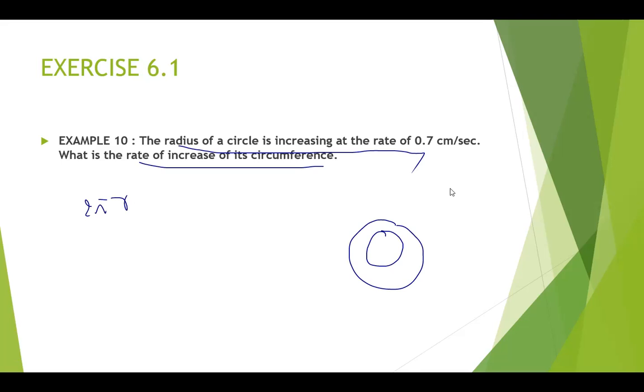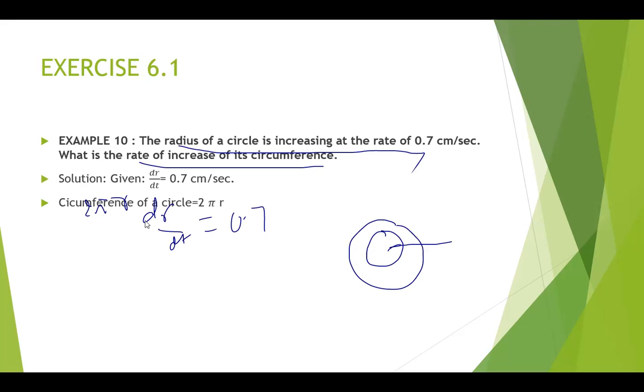And the radius of a circle is increasing at the rate of, means dr upon dt is given. What is dr upon dt? It is 0.7 centimeters per second. So with this data, we can find out d by dt of circumference. So for that, I take dr by dt as 0.7.